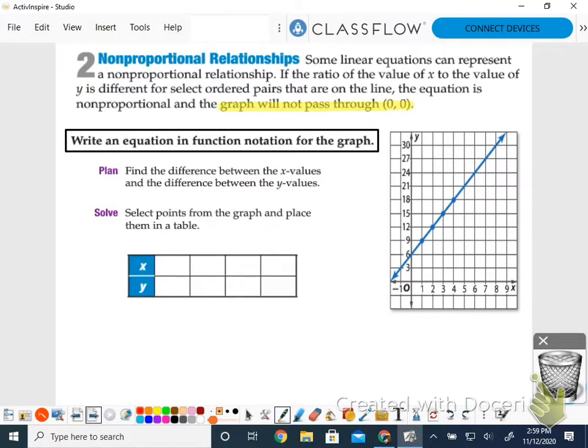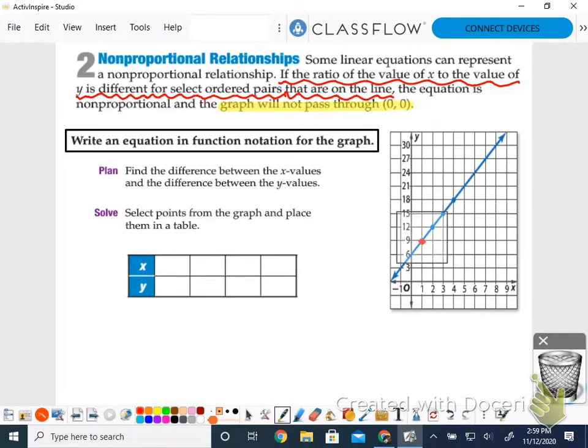So this is non-proportional relationships. So already, just based on the name, we should probably be able to think of a few things we know about non-proportional. Mainly, as you see highlighted there, that these do not pass through the origin 0, 0. And we're also, if you see here, if the ratio of the value of x to the value of y is different for select ordered pairs that are on the line. So if we try to do our little division that we've been doing on these ones, we're not going to get the same values. So let's see what we mean by that.